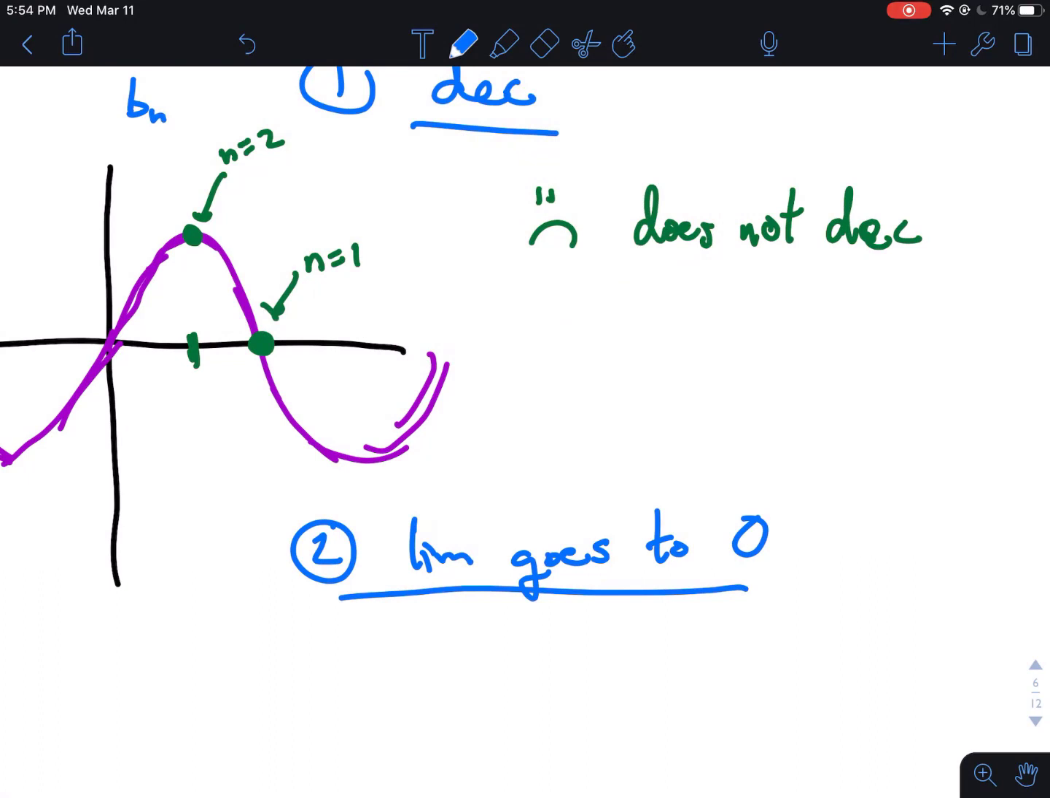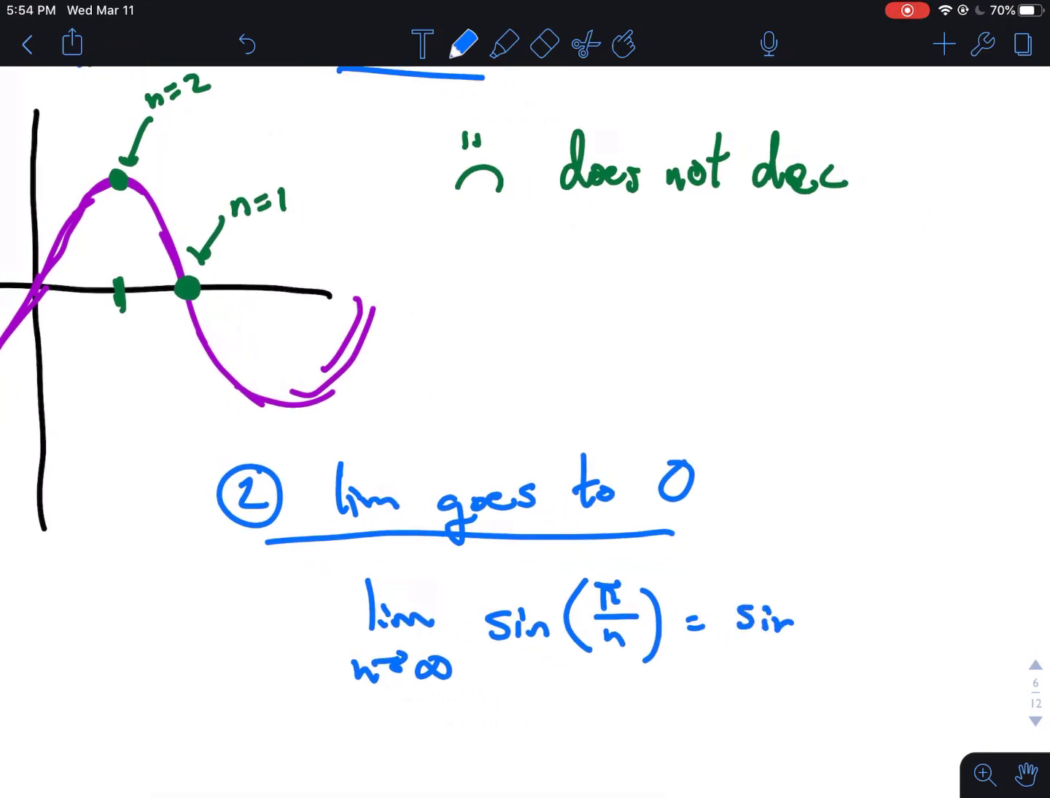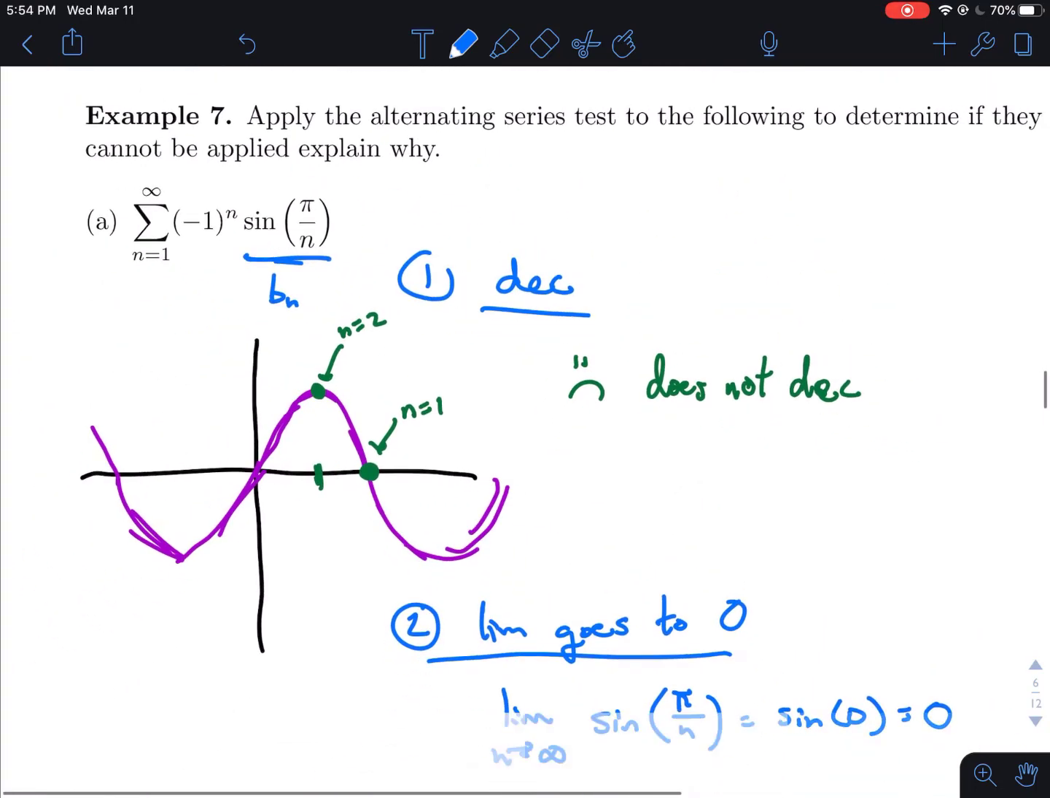And that is the limit does go to 0, right? So the limit as n goes to infinity of, again, we just look at the positive piece, so sine of pi over n. As n gets very, very large, this is going to go to sine of 0, and sine of 0 is just 0. So that piece does actually work. So again, as this one sits, it does not apply.